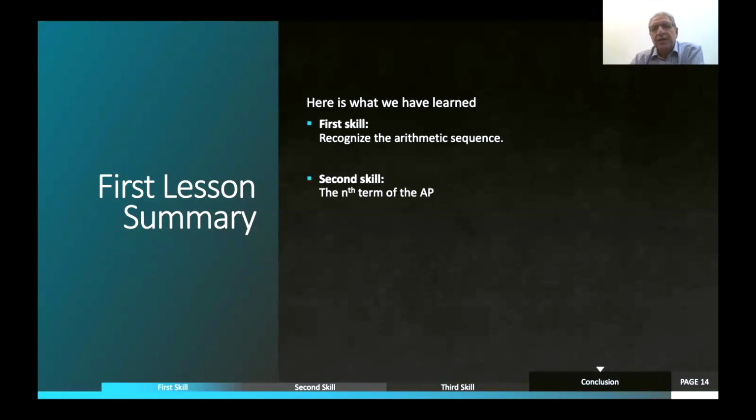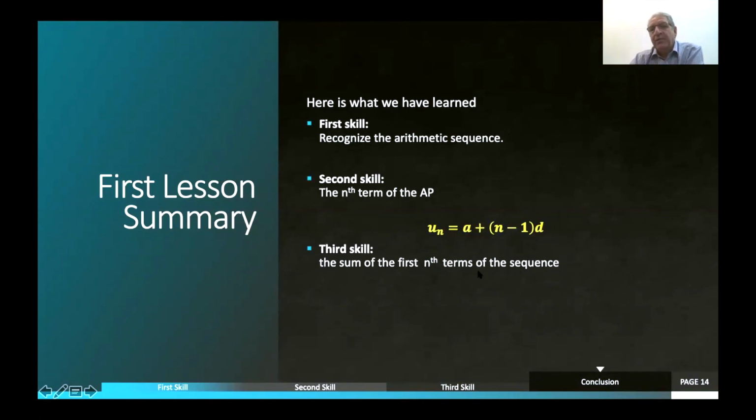The second thing, you should be able to find the nth term of the sequence. You should know un is equal to a plus n minus 1 d. Another thing we have learned here is the sum of the first n terms of the sequence. So this is Sn equal to this. Other than these 3 things, all other things are actually algebraic expressions, and you should be able to manipulate algebra. That means the same as solving inequalities, solving quadratic equations, and also simplifying expressions.